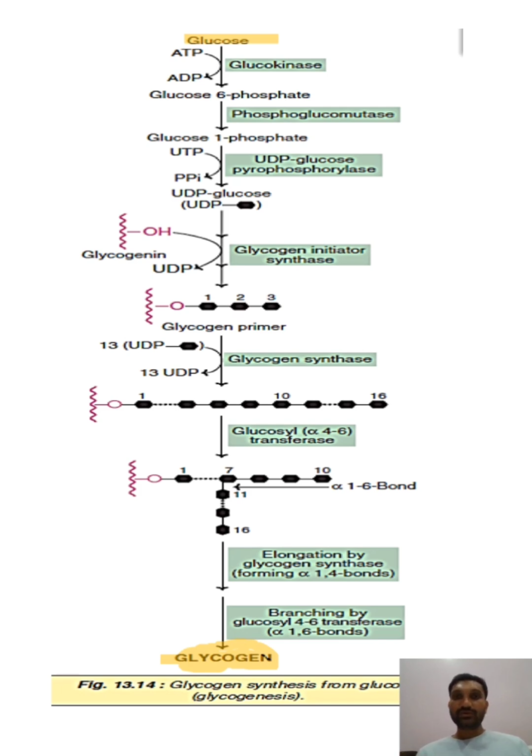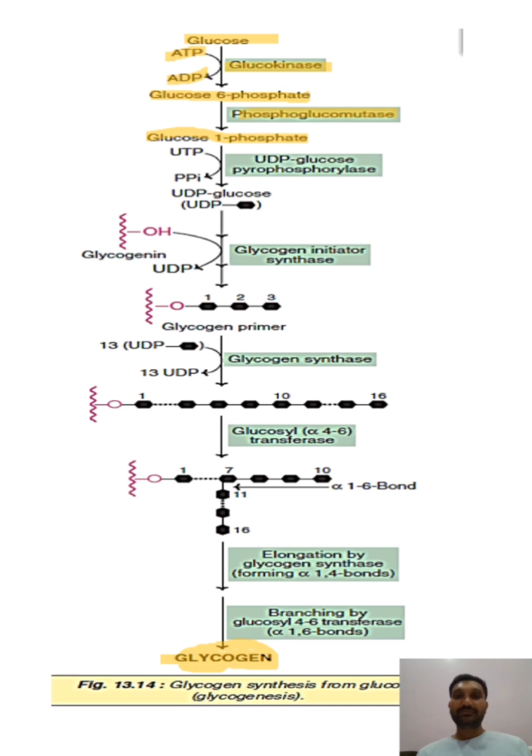So what happens? Glucose is converted into glucose 6 phosphate. Here there is an addition of a phosphate group. The enzyme glucokinase works here, and the ATP required for this process is converted into ADP, and the phosphate is added to the 6 carbon of the glucose molecule. After that, with the help of the enzyme phosphoglucomutase, glucose 6 phosphate is converted into glucose 1 phosphate.